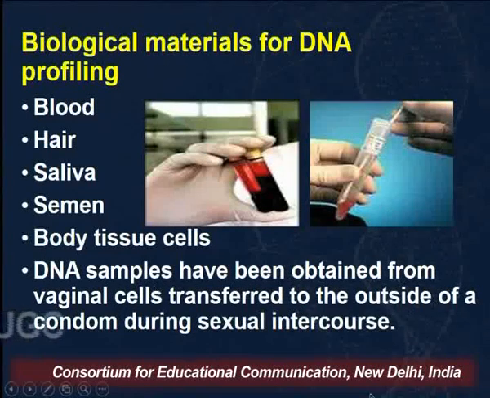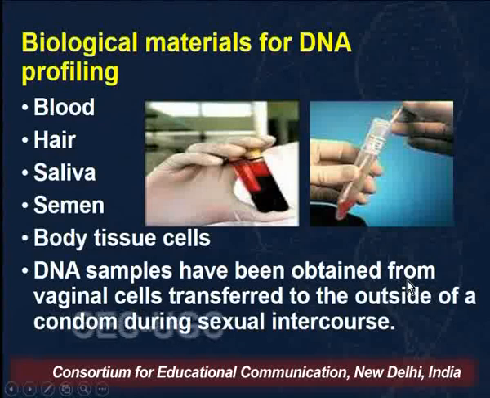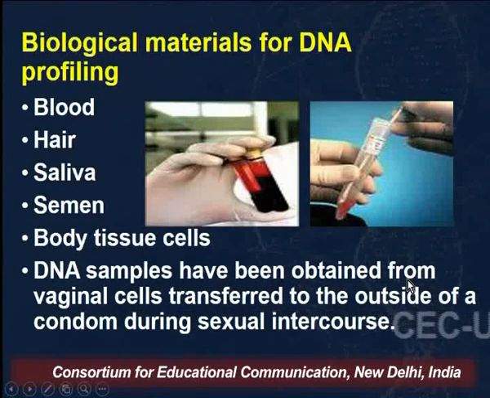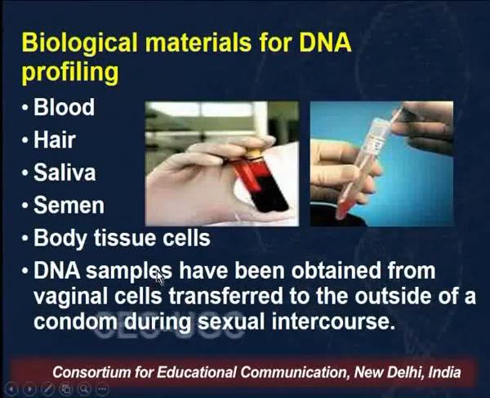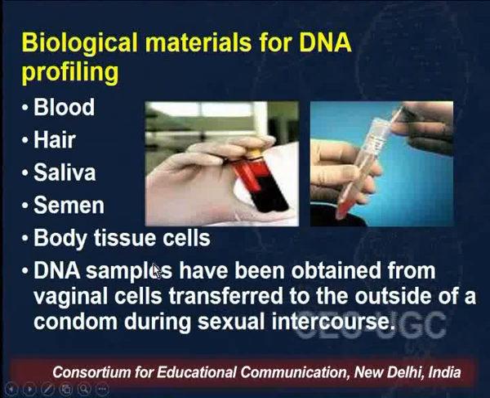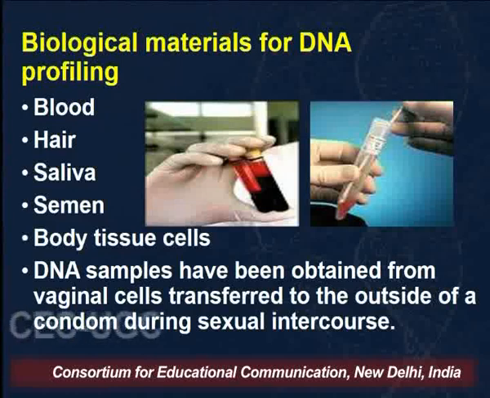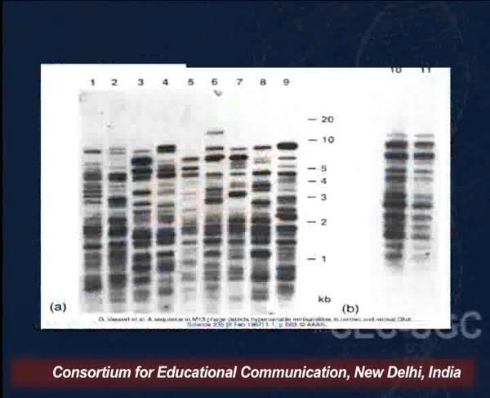As I said, the biological materials for DNA profiling can be collected from blood, hair, saliva, semen, body tissue cells, or DNA samples obtained from vaginal cells transferred to the outside of a condom during sexual intercourse. Many times this is used to ascertain the rape criminals, the rapists who have committed the crime. So these kinds of material can also be collected, and DNA can be isolated from them and used for DNA fingerprinting as well.